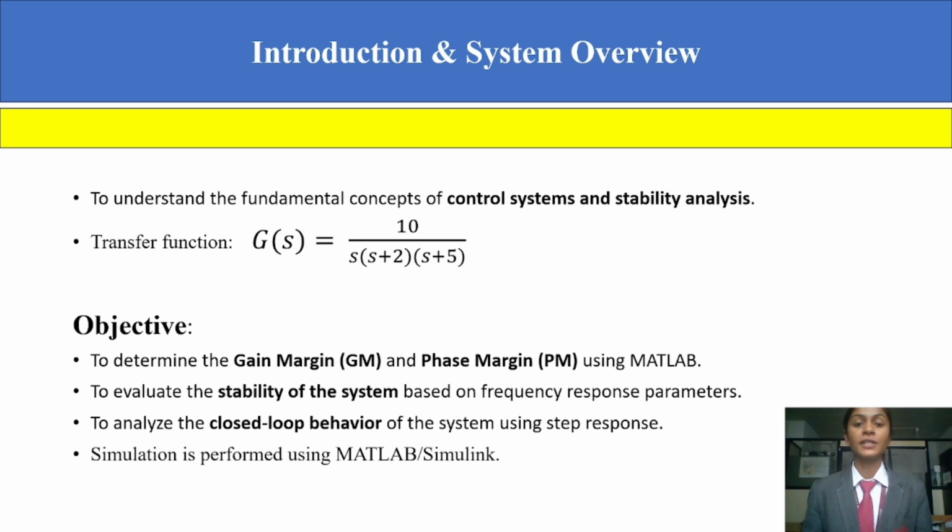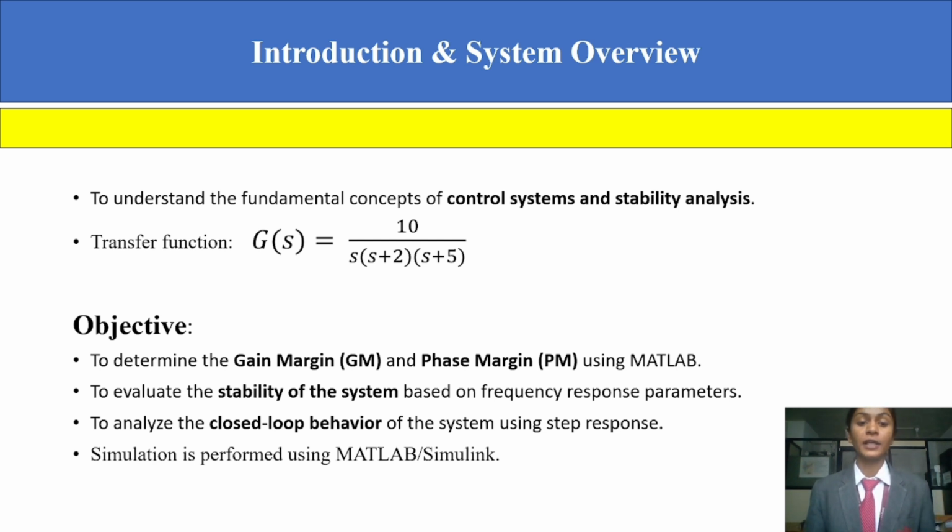So control systems are used to control and regulate the behavior of dynamic systems in applications like power systems, robotics, and industrial automation. The most important requirement of any control system is stability. An unstable system can lead to oscillation or complete failure. To analyze stability, we use frequency domain techniques such as Bode plots. These plots help us understand how system gain and phase change with frequency. In this experiment, the system is modeled using the transfer function and MATLAB is used for the simulation and analysis.